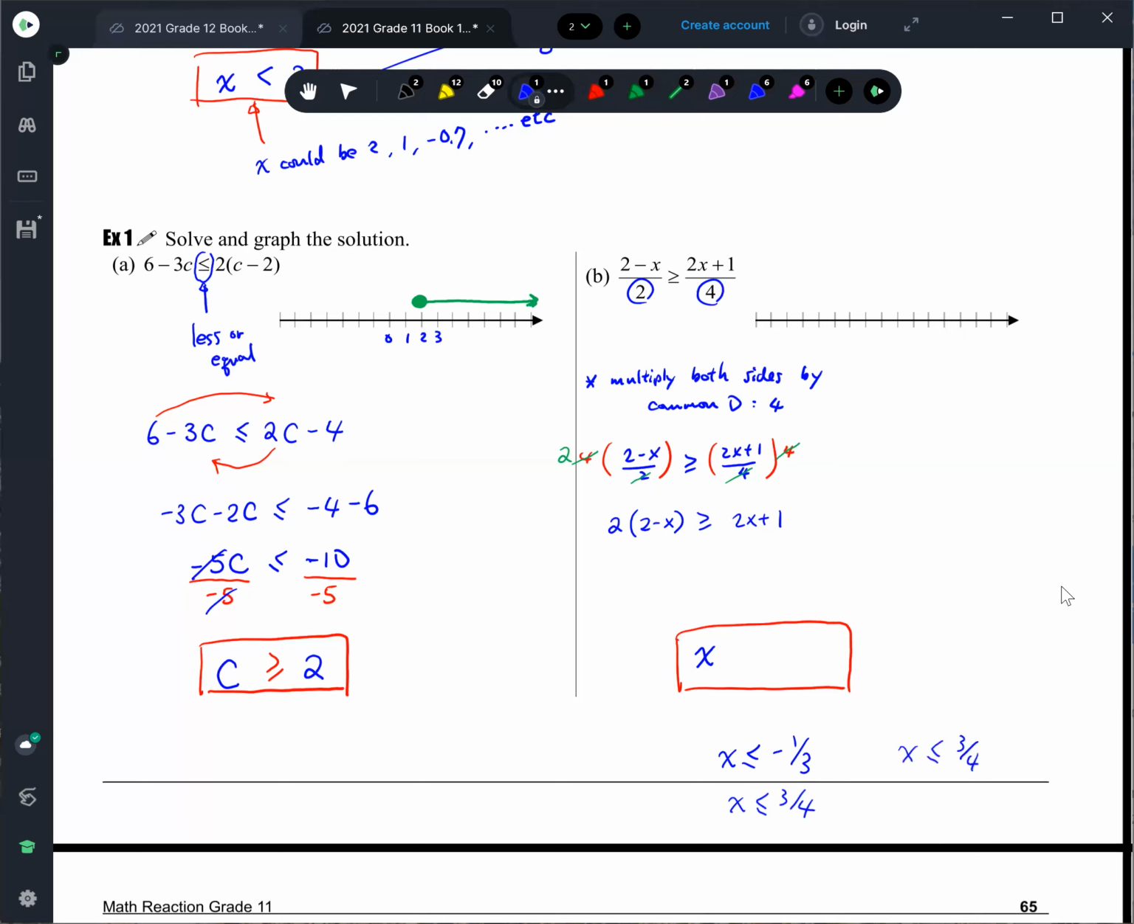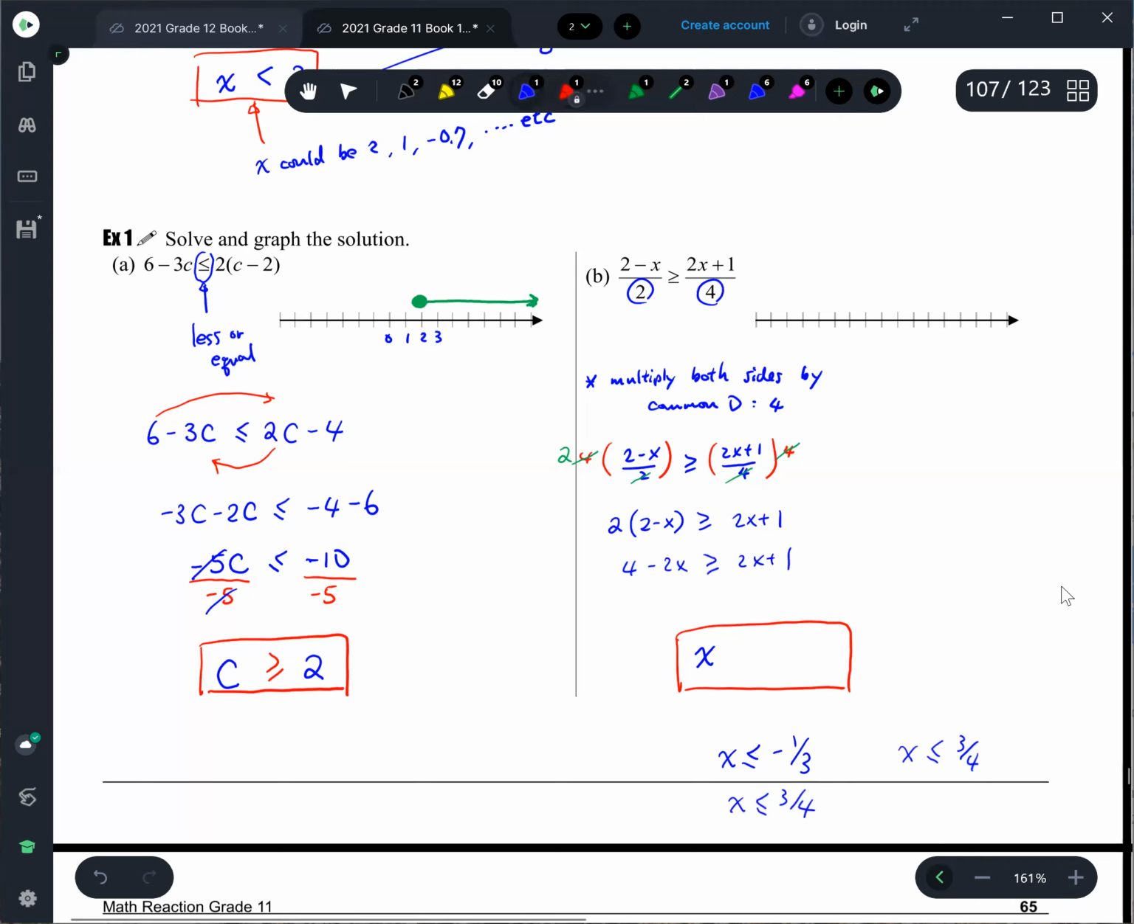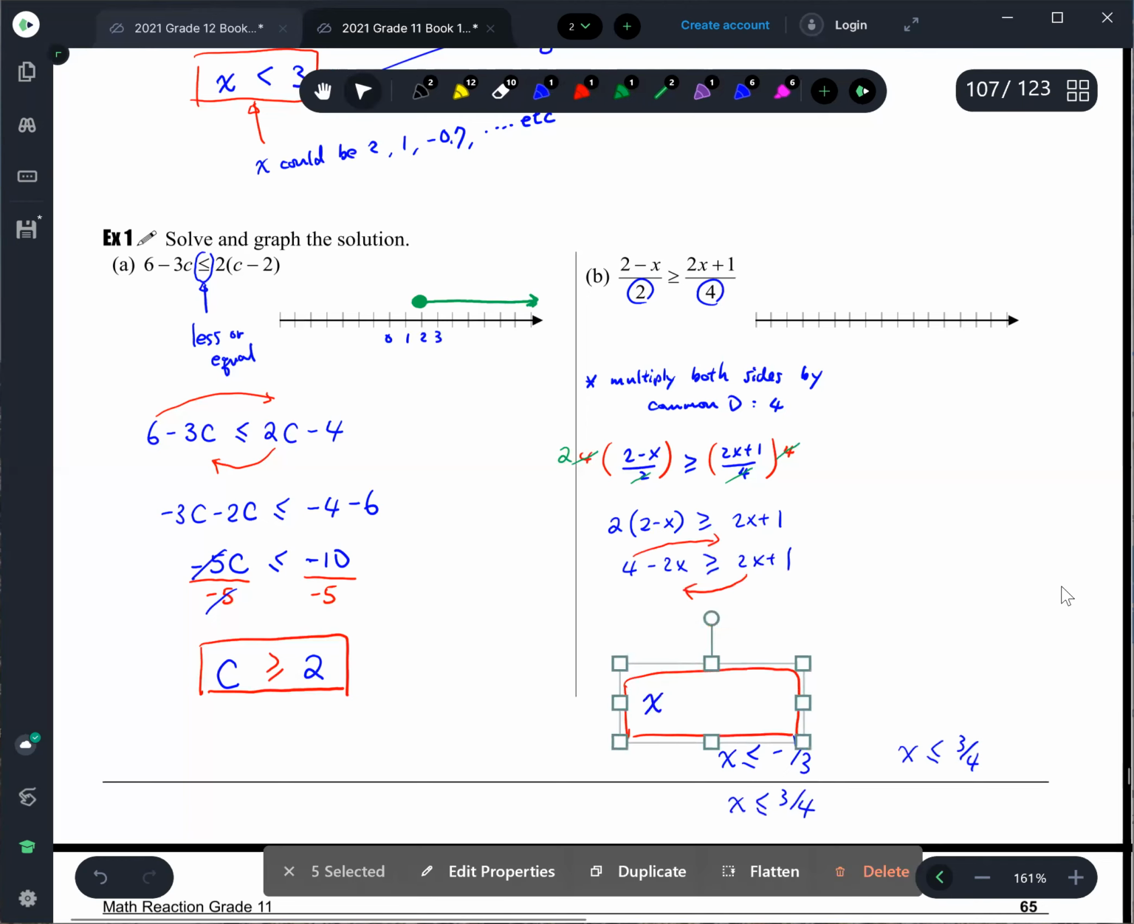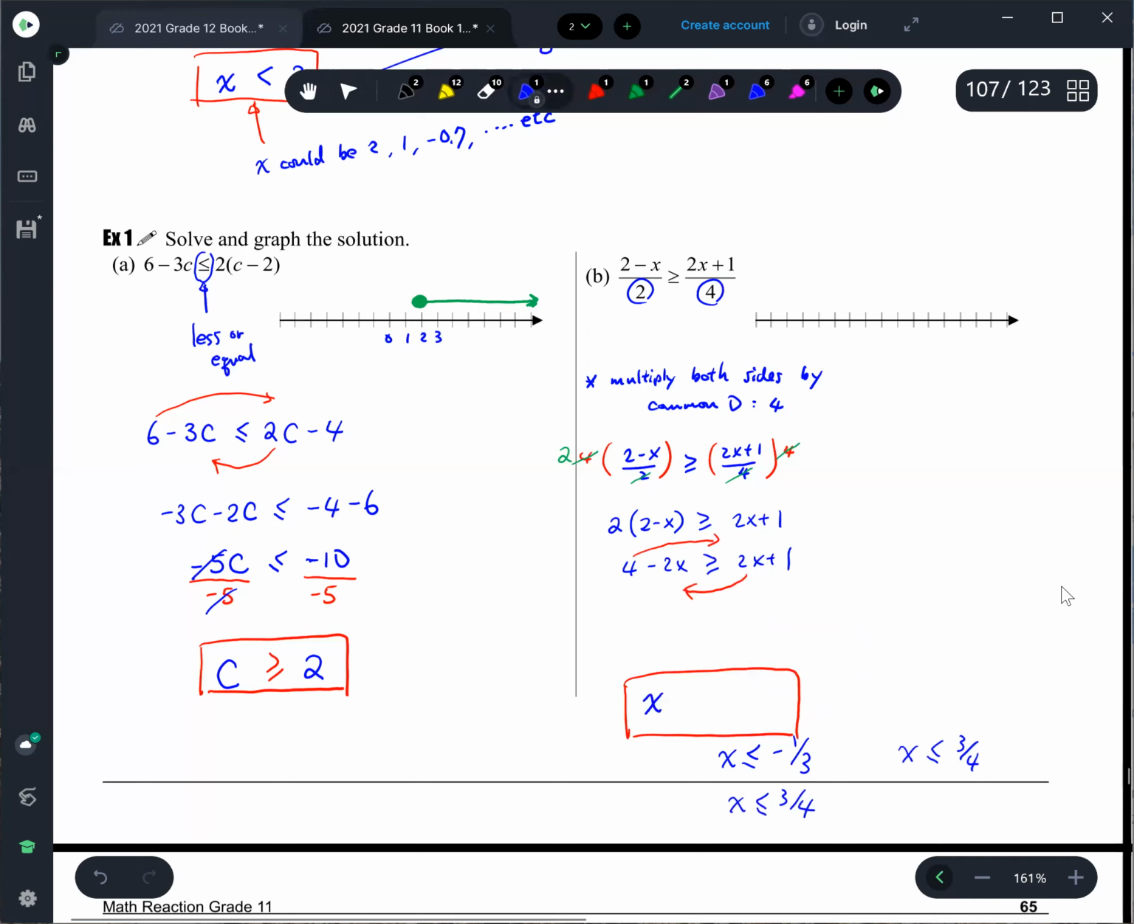I'm checking. Okay, so we expand, we get 4 minus 2x, that's greater than or equal to 2x plus 1, right? Now we need to move, right? Keep all the variables on the left side, the numbers to the right side. Right? So we would have negative 2x minus 2x greater than or equal to 1 minus 4. That's negative 4x greater than or equal to negative 3.